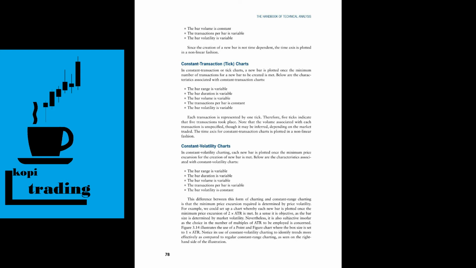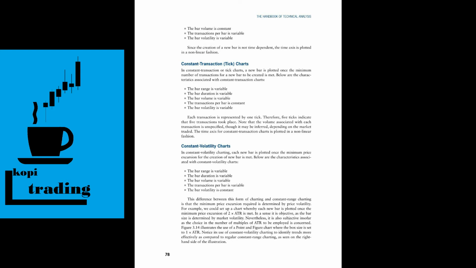Constant transaction or tick charts. In constant transaction or tick charts, a new bar is plotted once the minimum number of transactions for a new bar to be created is met. Below are the characteristics associated with constant transaction charts. The bar range is variable. The bar duration is variable. The bar volume is variable. The transactions per bar is constant. The bar volatility is variable.